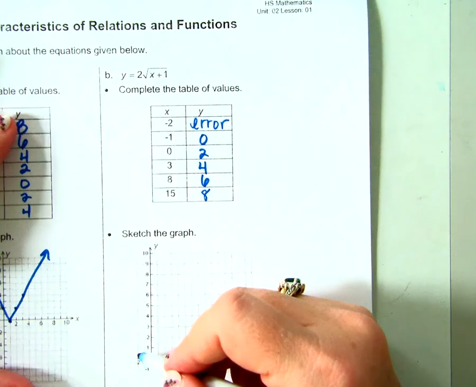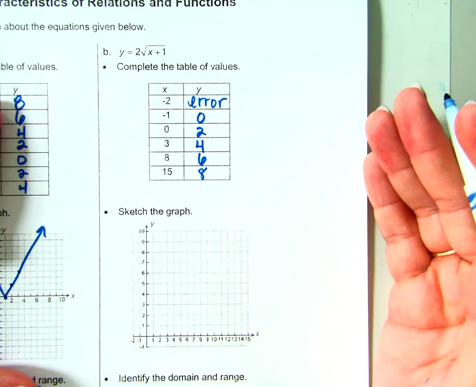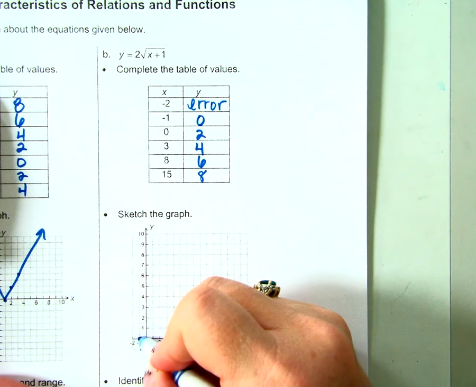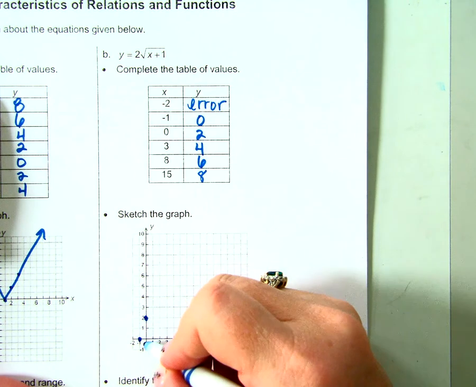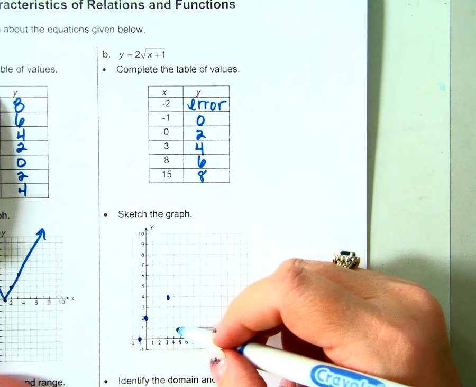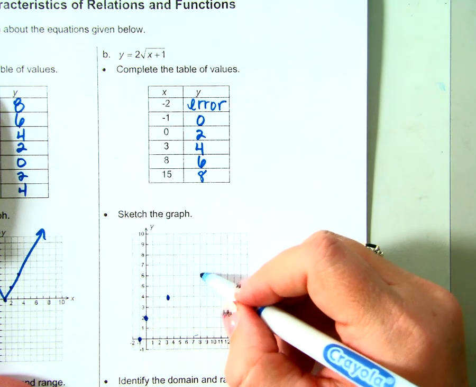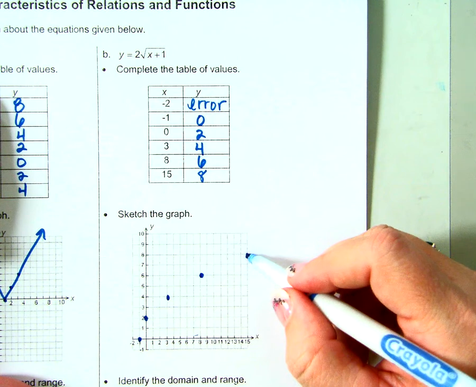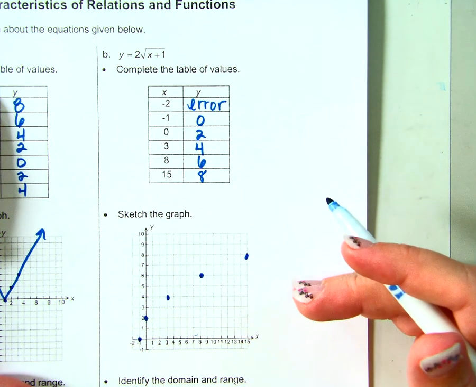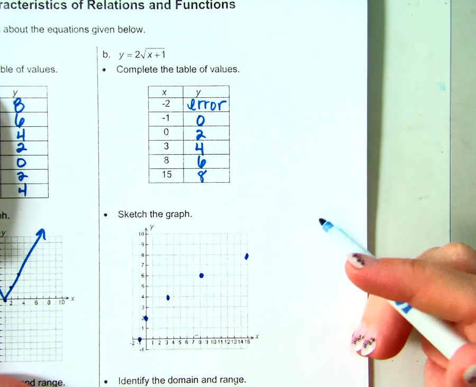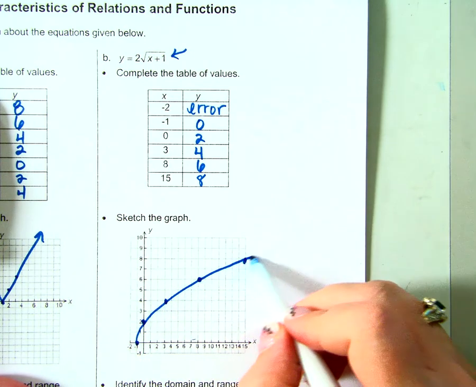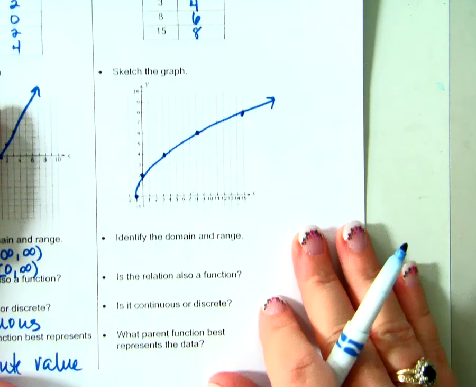What do I plot at -2? I can't plot anything, can I? There's an error. I can go to -2, but I can't go up or down any. So -1 is 0. 0 is 2. 3 is 4. 8 is 6. And 15 is 8. Oh, can I connect these? I almost connected them without asking. Why can I connect them? They gave us an equation, so it is continuous, so I can connect them. I'm going to keep going and finish this. If you need help, watch the video. I'll have it on my blog. Okay?